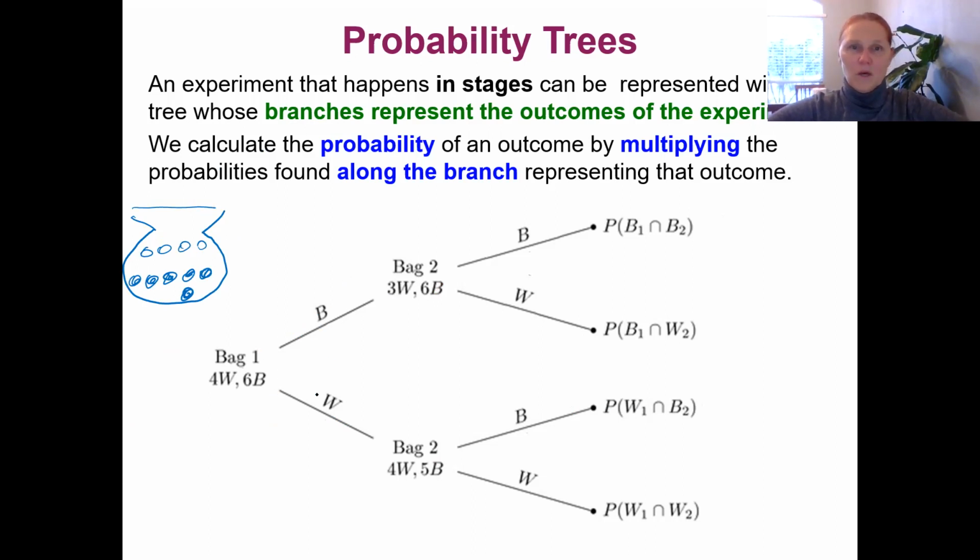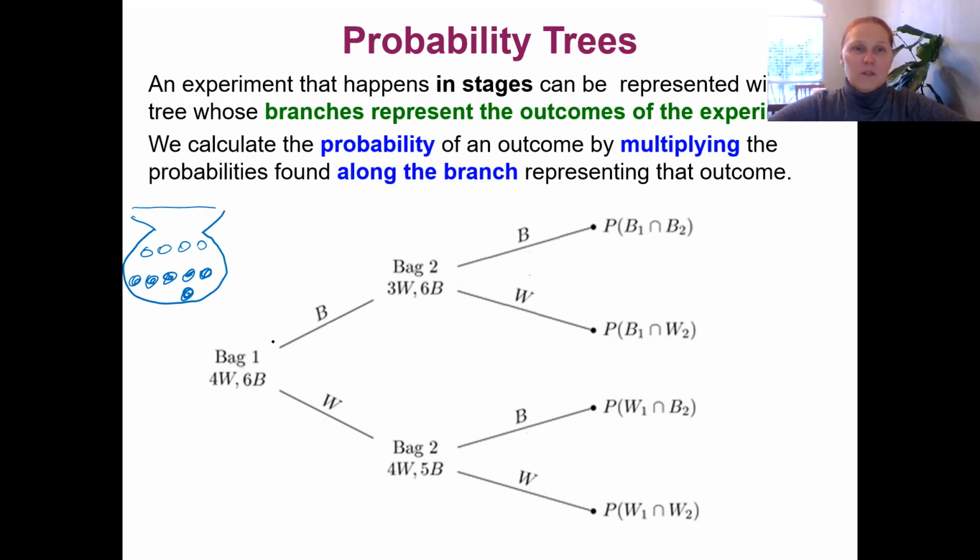We can get either black or white. Then on the second stage, we also draw a ball, black or white. Altogether, we have 4 different outcomes: black and black, black and white, white and black, white and white. We can draw the probabilities on every branch of this probability tree, and then we find the probability of every outcome by multiplying the probabilities along the branch of the tree.